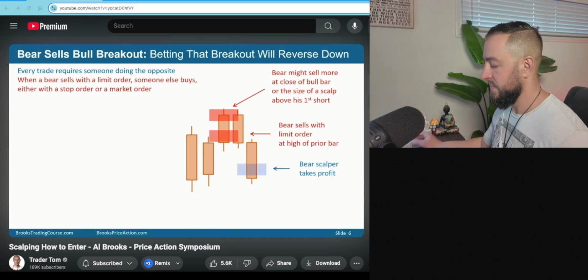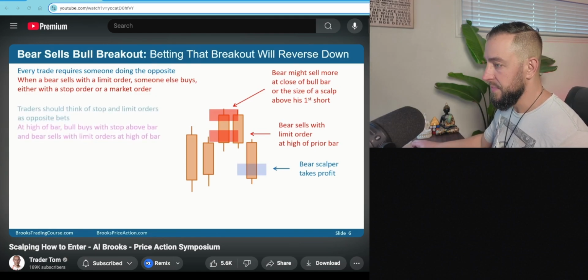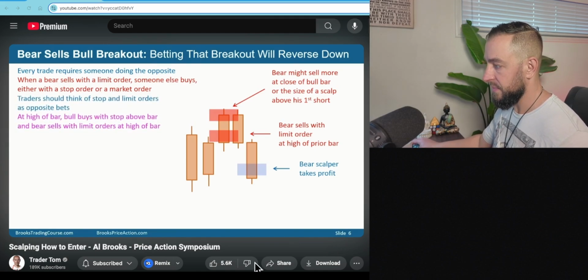Remember, I said that every trade requires someone doing the opposite. When a bear sells with a limit order, someone else is buying, either with a stop order or with a market order. At the high of the bar where the bear is selling, a bull is buying, betting on a trend up.